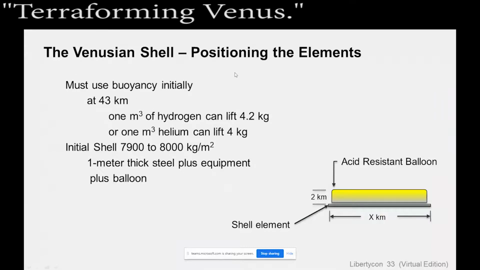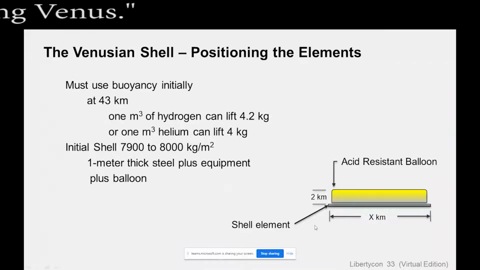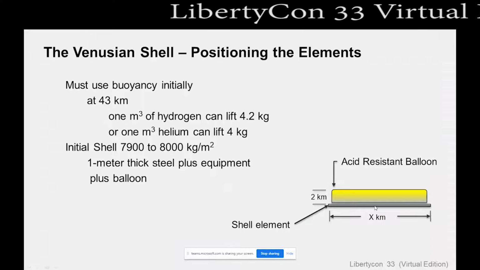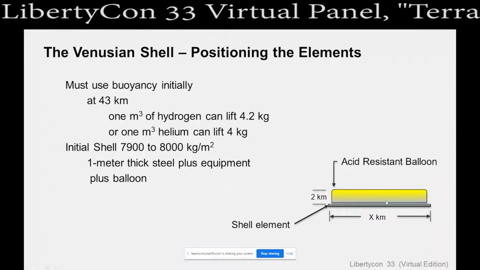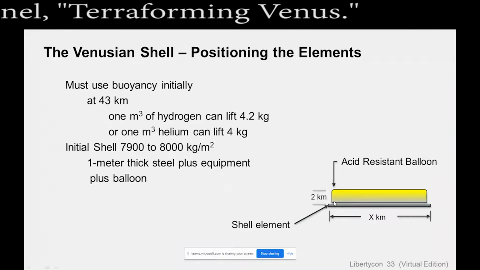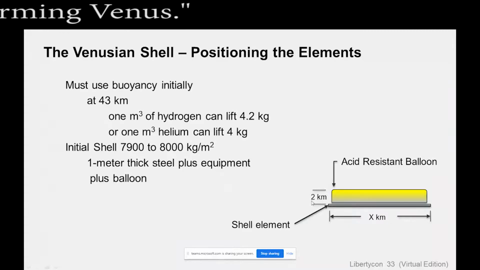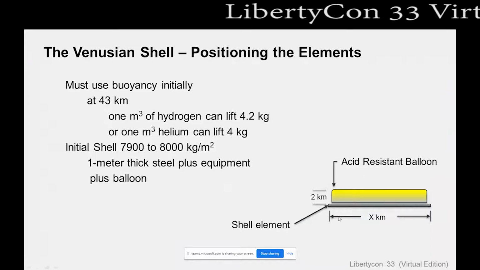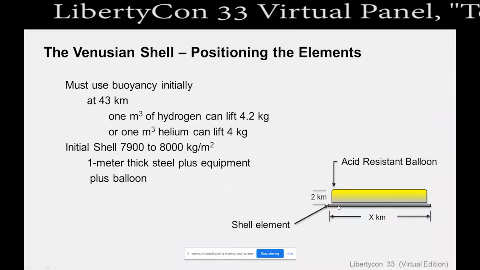Okay, so the Venusian shell, shown in side view. Here's the shell element. This is a meter of steel. The atmospheric processors are built into this thing, maybe on the surface here. And we have a balloon about 2 kilometers tall. Again, the sides are about 20 kilometers. So this is not to scale, but close.